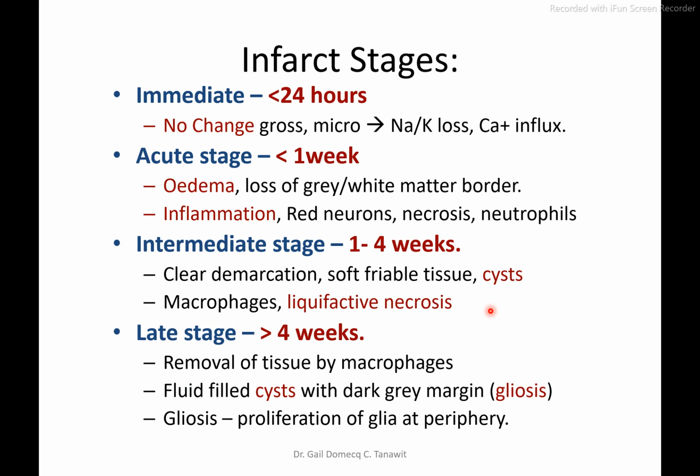On the intermediate stage, that would be 1 to 4 weeks, there would be clear demarcation, soft friable tissue or cyst formation. Macrophages and even liquefactive necrosis can be appreciated already. On the late stage, say the patient had a stroke, then after more than 1 month died and had an autopsy, there would be removal of tissue by macrophages. No more necrotic area, but fluid-filled cystic lesions with dark gray margins or gliosis, or the proliferation of glia at the periphery.